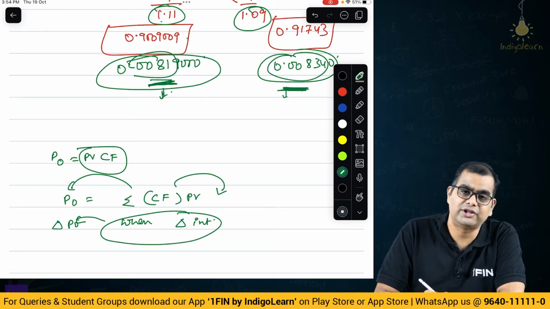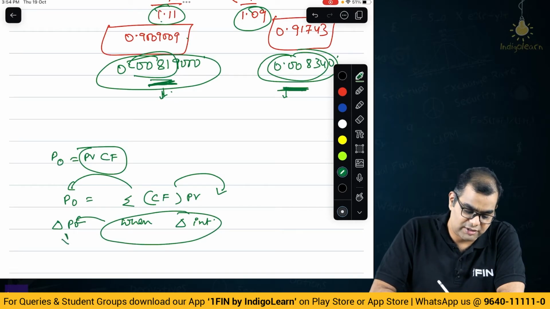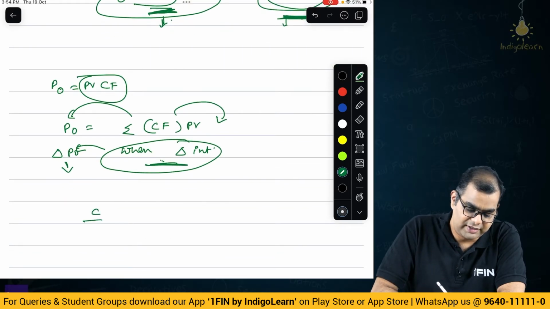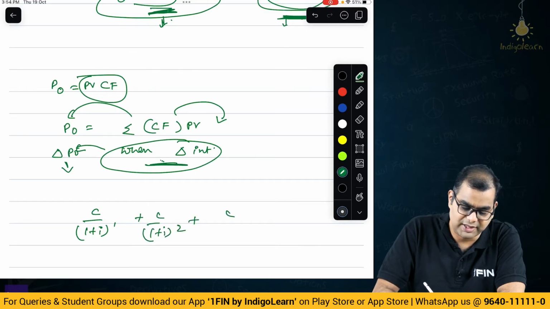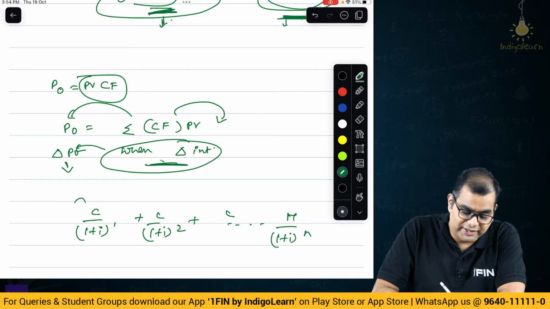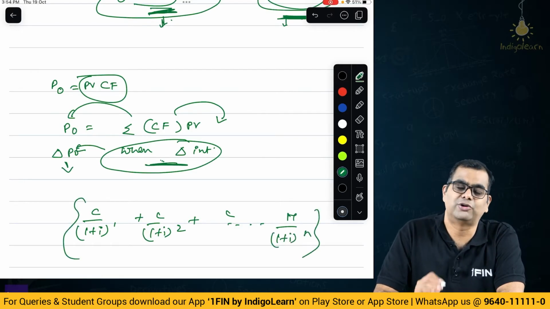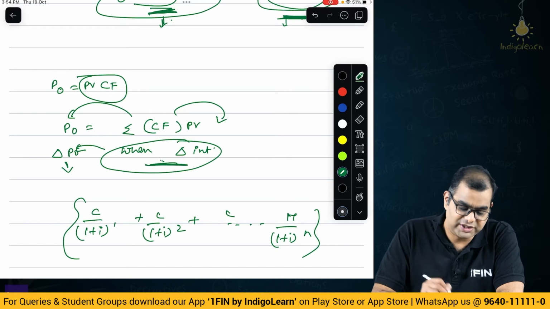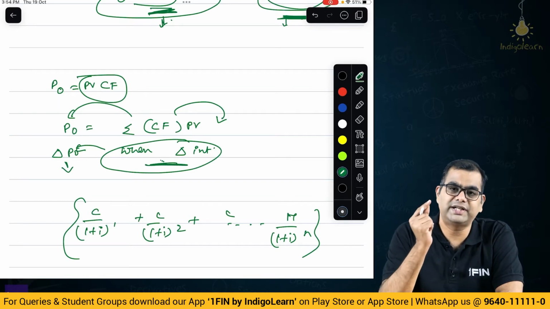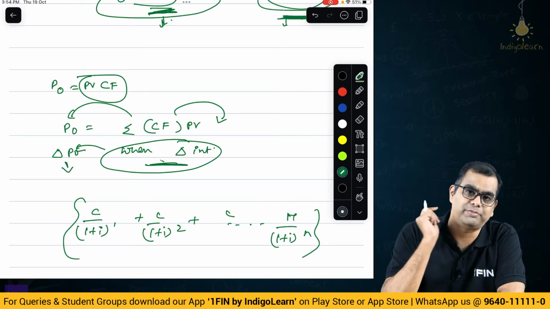So, when there is this small change, what is the change here? How do you compute this? This change is computed by differentiating this equation. What is this equation? C by (1 plus i) to the power 1 plus C by (1 plus i) to the power 2 plus so on and so forth, M by (1 plus i) to the power n. You are differentiating this equation with respect to i. You get, for a small percentage change in i, what is the impact on P0?